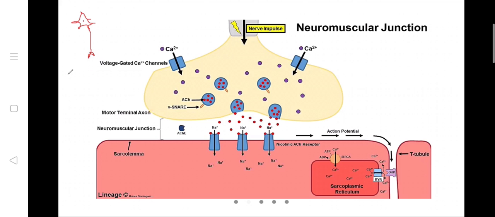Now you have the skeletal muscle like this. It is coming and ending on the skeletal muscle. This portion where the neuron is coming and ending on the skeletal muscle is called the neuromuscular junction. This entire part is enlarged and shown here. This is the end of the neuron, and this is the sarcolemma.